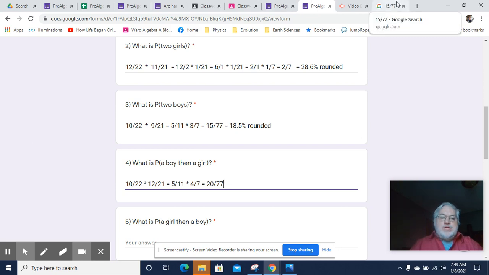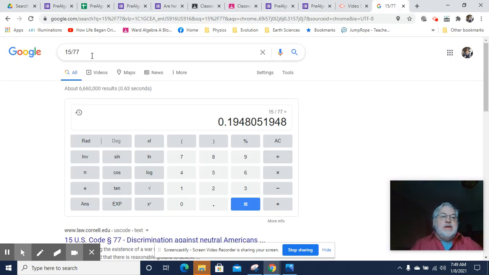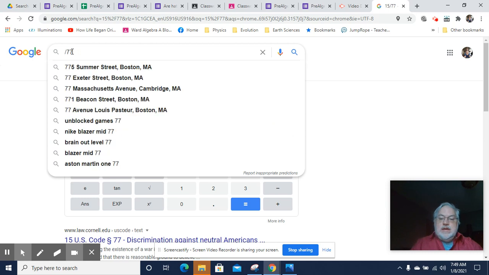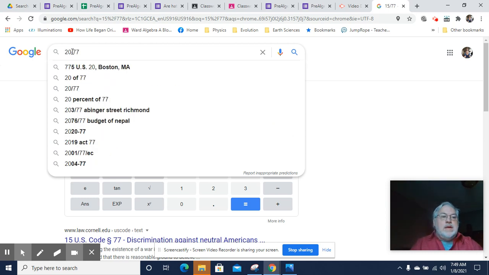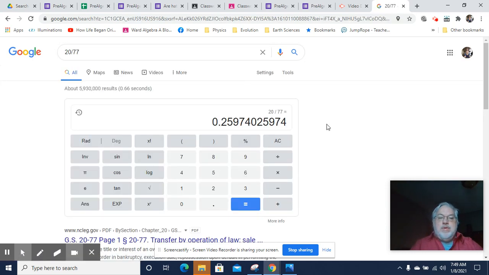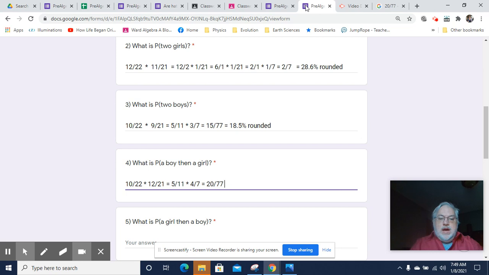And let's work out what 20 out of 77 is. Okay, and we end up with 25.97. I'm going to round that to 26.0, which is about 26.0% rounded. Okay. What's the probability of a girl and then a boy?